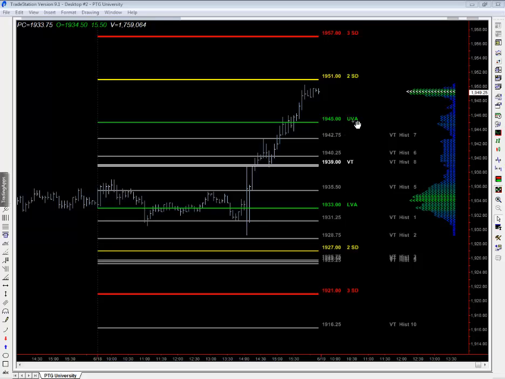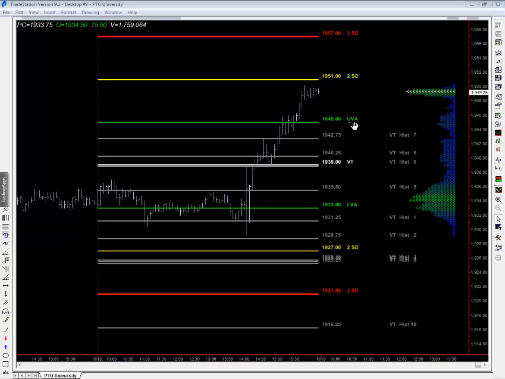These UVAs and LVAs are dynamic for the current day. They calculate live from the beginning throughout the course of the day, so they're also referred to as the developing upper and lower value area. And then at the end of the day, so the market's closed now, these are the final readings of the value area high, value area upper, and value area lower for the day.